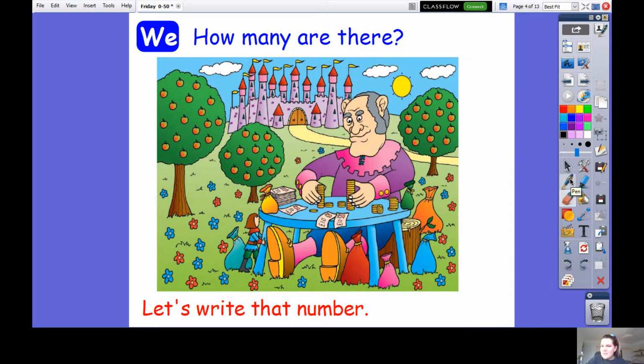Fantastic. How many tower tops are there? 12. Very good. There are 12 tower tops. I'm going to write the number 12. Here we go. Brilliant. Let's make it a bit harder. What about the flowers? Do you think you can count the flowers?